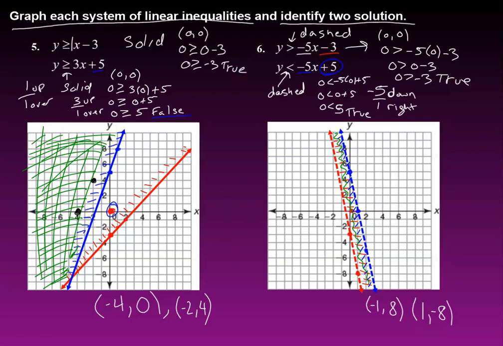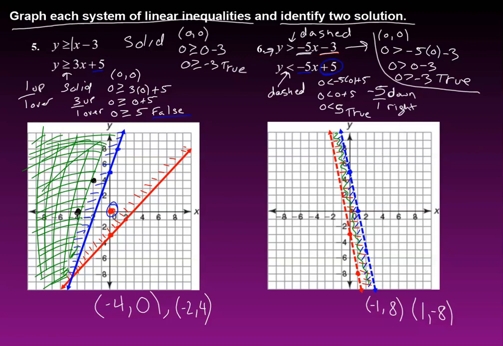All right, so I did quite a bit just now. The first thing I did was look at the first equation. And the first equation I noticed is dashed because it doesn't have an equal to. I noticed that it was true when you plug in 0, 0, so we shade towards 0, 0. I noticed that my y-intercept was at -3, and my slope was -5, so it went from -3 and then down 5 and over 1.